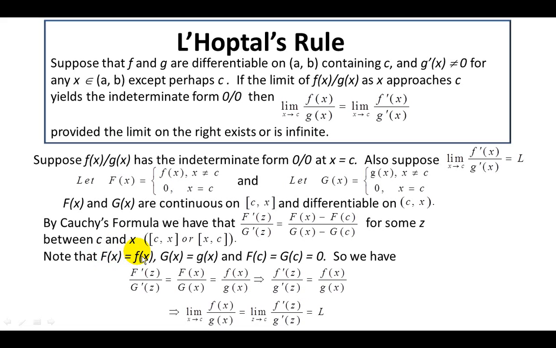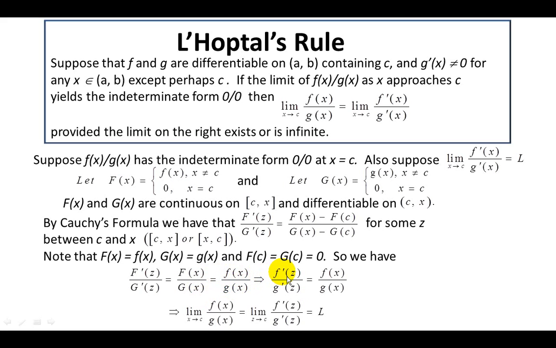Now, remember that capital F of x equals f of x, provided that x does not equal c. Capital G of x equals g of x, provided that x does not equal c. And also remember that capital F of c equals capital G of c, and they both equal 0. So here's what we have. We have that capital F prime of z over capital G prime of z is really just equal to capital F of x over capital G of x, which is just f of x over g of x.